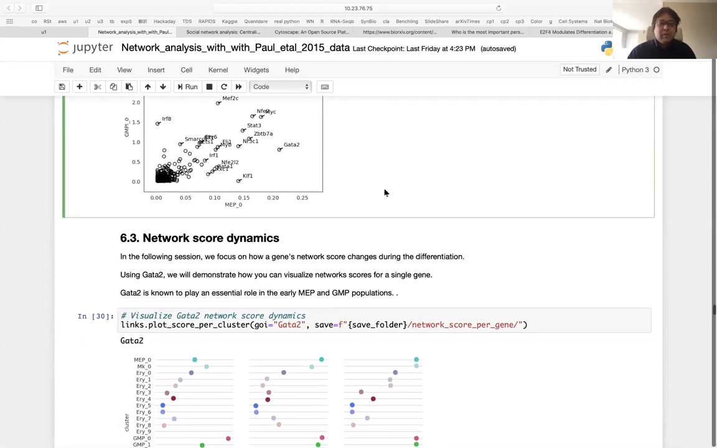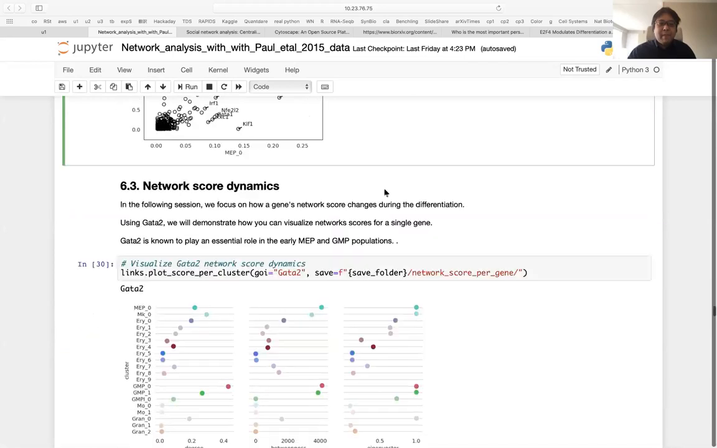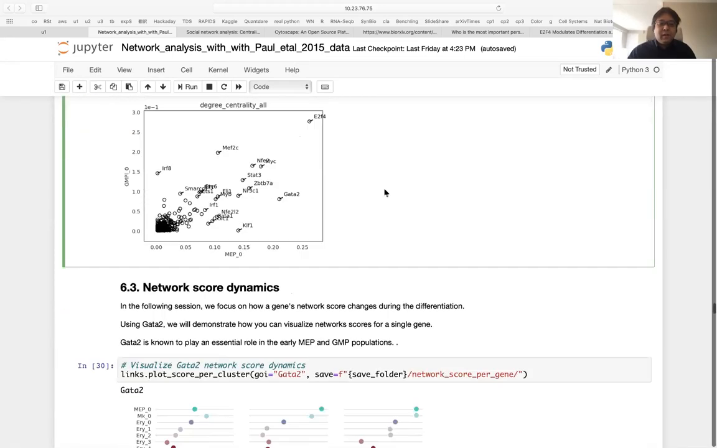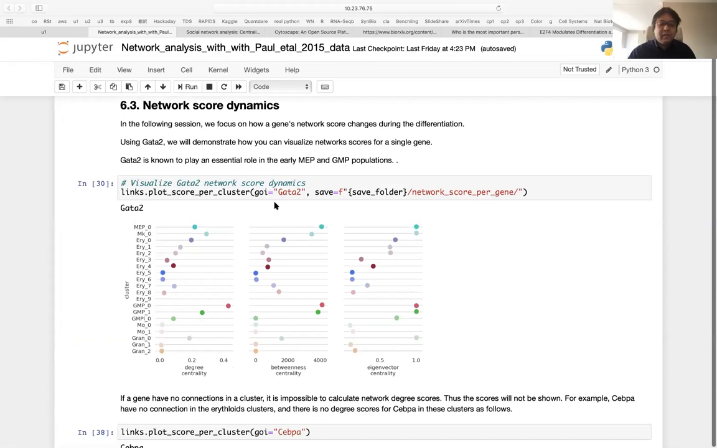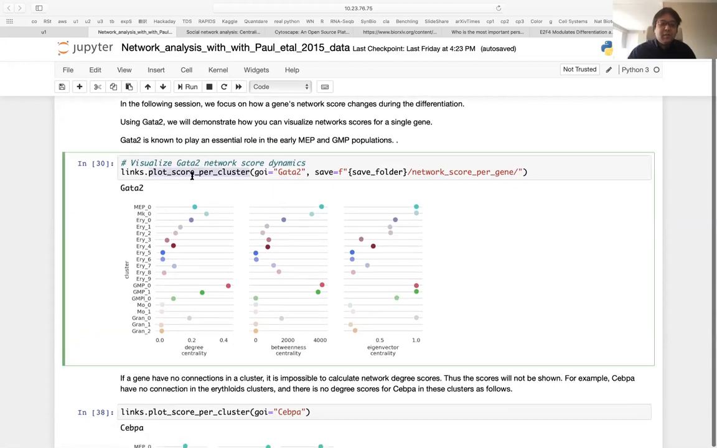Okay, so one more thing I want to introduce is this function, per score per cluster.